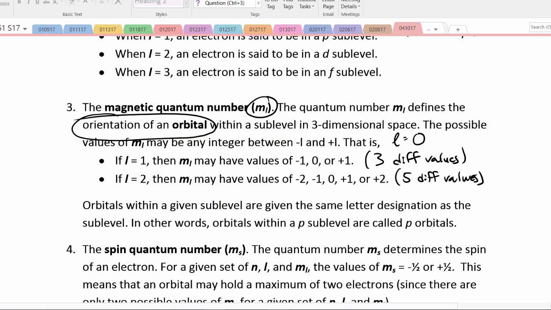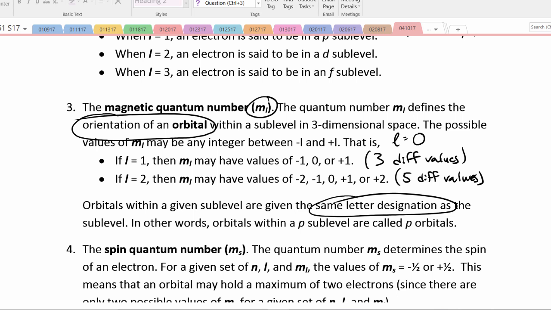So again, the total number of values of M sub L will tell us the total number of orientations in 3-dimensional space. Again, these are called orbitals over here, and orbitals within a given sublevel have the same letter designation as the sublevel. So orbitals that are in the p sublevel are called p orbitals. Orbitals in the d sublevel are called d orbitals. So again, d orbitals are found in the d sublevel, p orbitals in the p sublevel, s orbitals in the s sublevel.